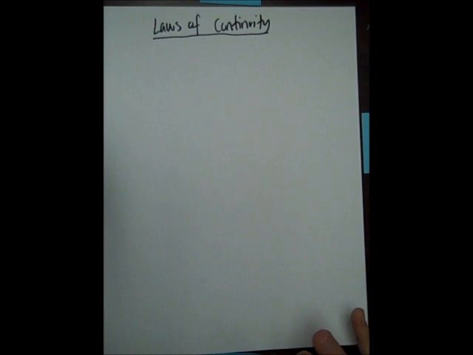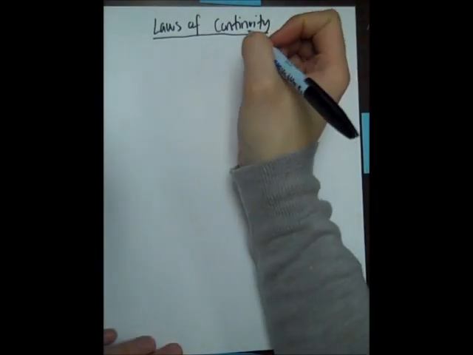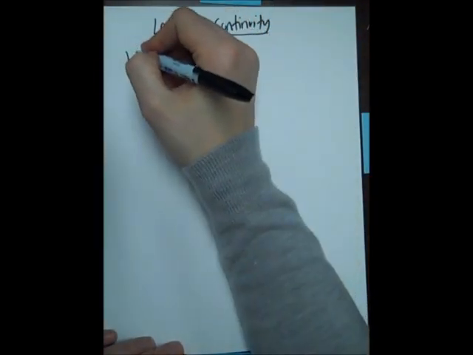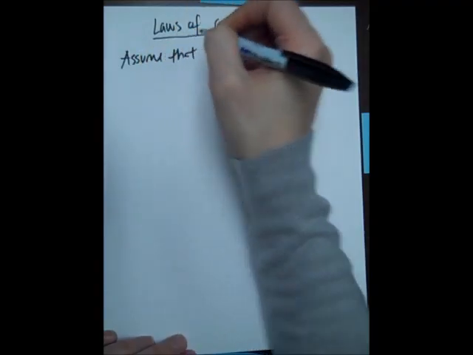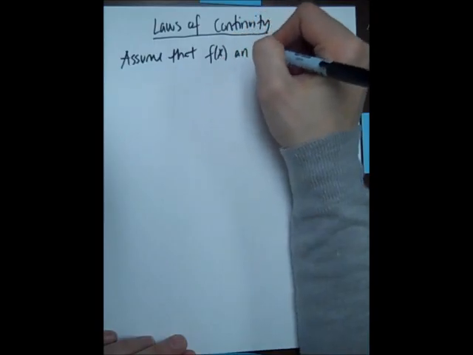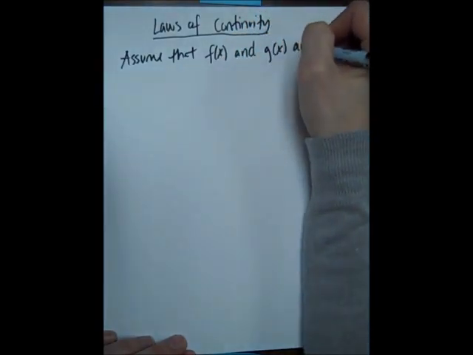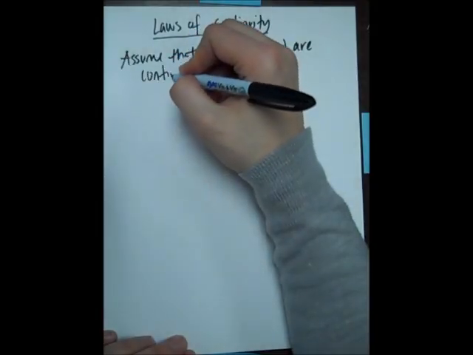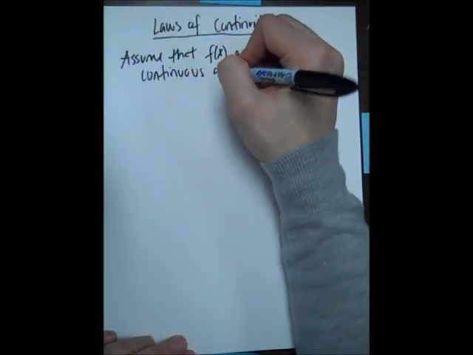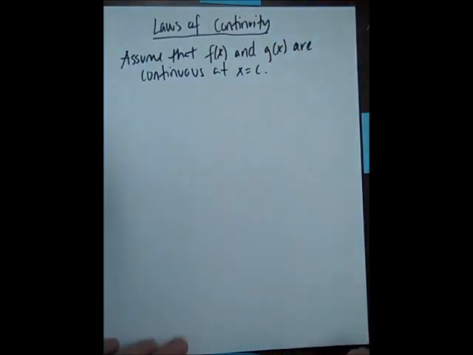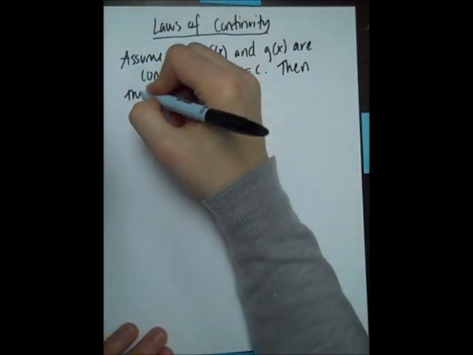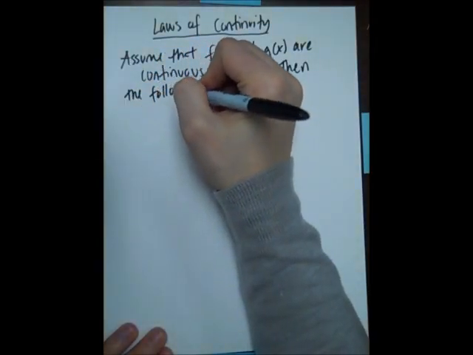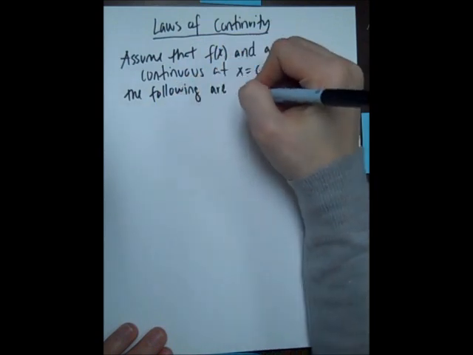These laws of continuity come straight from the limit laws. So for every one of your limit laws, we're going to have a law of continuity because continuity is defined as a limit. So what we're going to do is assume that f of x and g of x are continuous at a point x equals c. So assume that two functions are continuous at c, then the following are also continuous.